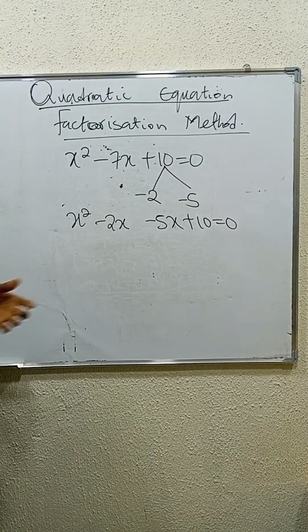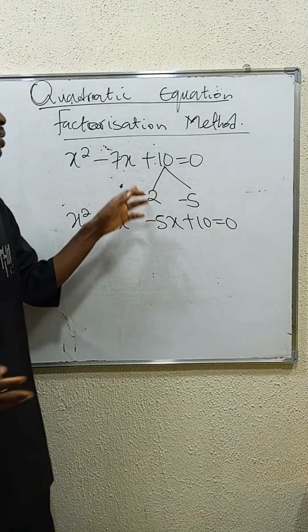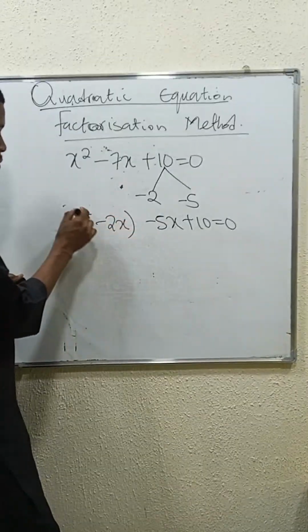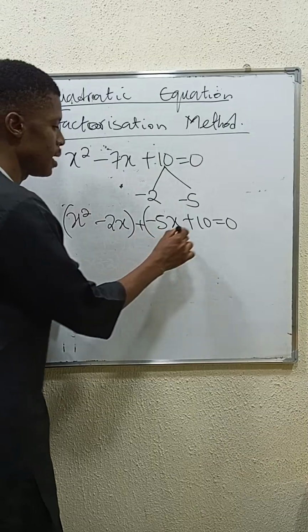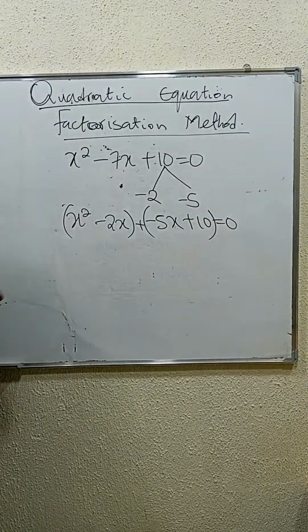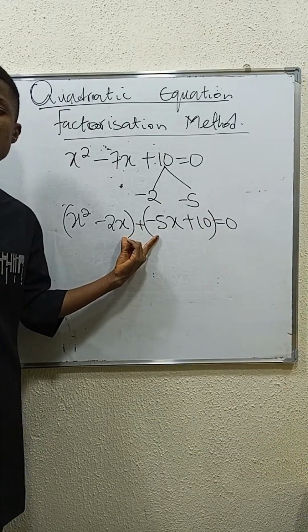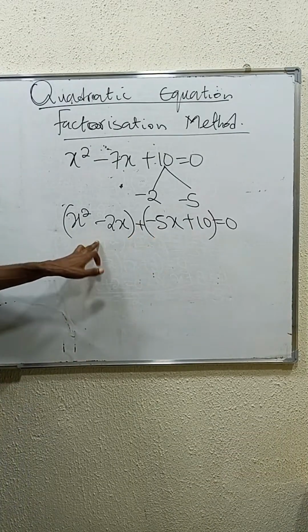I used the two factors to expand the middle term. So if I do this now, I can have this as one bracket, then I will have this as another bracket. I intentionally used this plus so that you cannot see this as a product. So I want you to tell me, what can we factor out in x squared minus 2x?